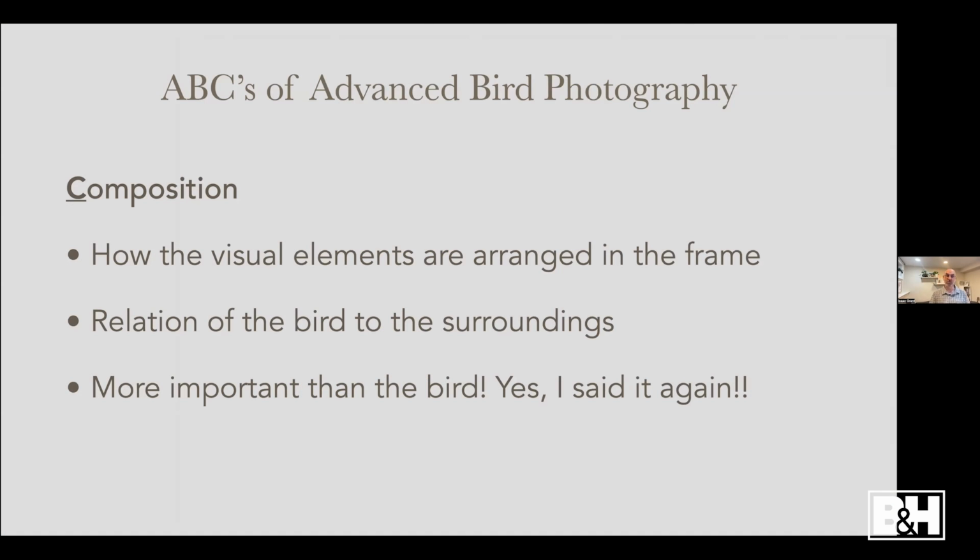So we've gone over your shooting angle and how that affects things. We've gone over your background and how it affects things. Now let's talk about composition. What is composition? It's how the visual elements are arranged in the frame, technically where your bird is, where everything else is, and also the relation of the bird to the surroundings. Let's talk about that briefly.